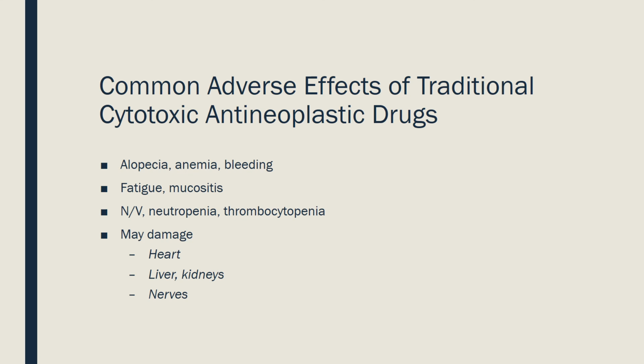So again, here are some of our side effects. Fatigue, we talked about alopecia, anemia, and bleeding. Mucositis, with their mucous membranes having issues, nausea, vomiting, neutropenia, thrombocytopenia, and also several of the drugs are really hard on the heart, the liver, the kidneys, and the nervous system.